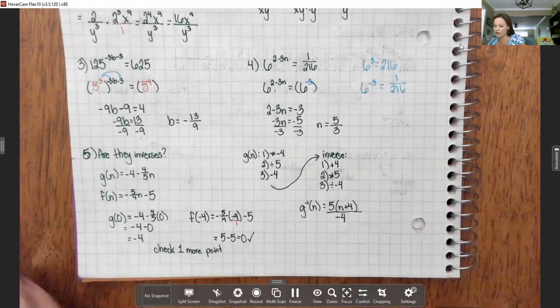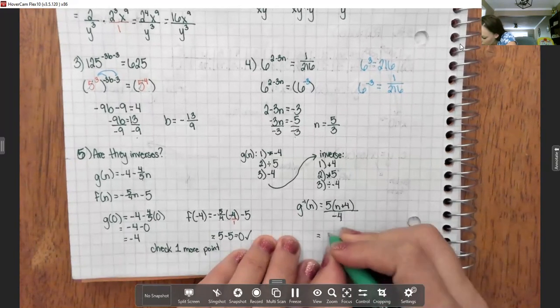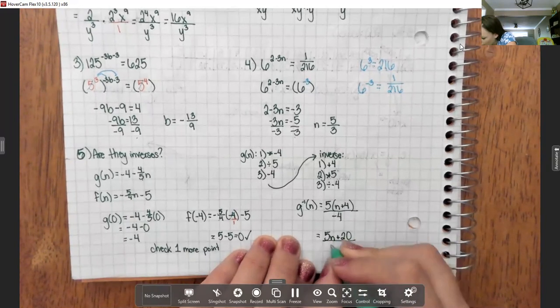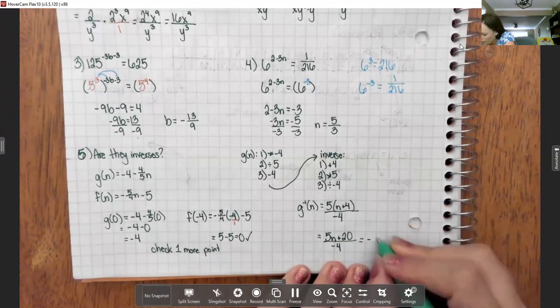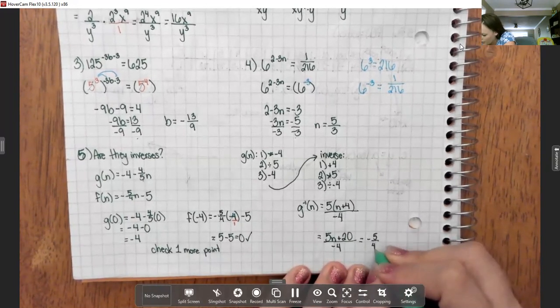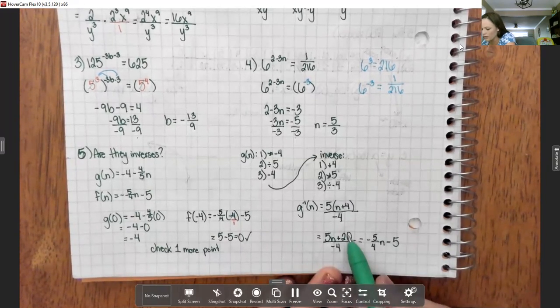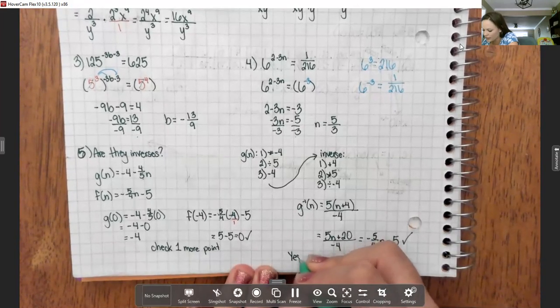So if we distribute and simplify, this becomes 5n plus 20 all divided by -4. So if I divide each term by -4, I get -5/4 n minus 5. Positive 20 divided by -4 becomes -5. So it does work. So yes, they are inverses.